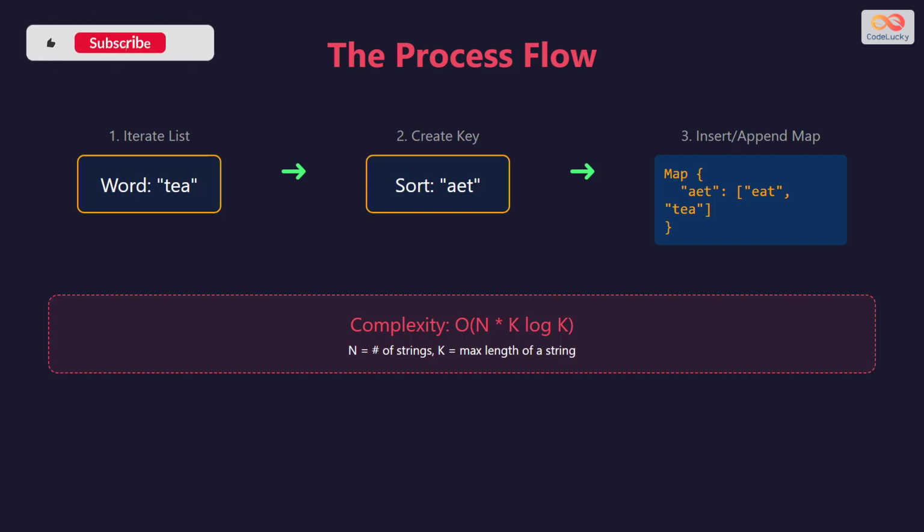Let us visualize the flow. We iterate through our list of strings. For each word, like tea, we sort its characters to create the key aet. We then check our hash map. If the key exists, we add the original word to the list. If not, we create a new entry. This works well, but sorting takes time.